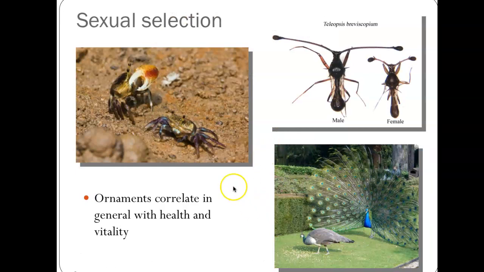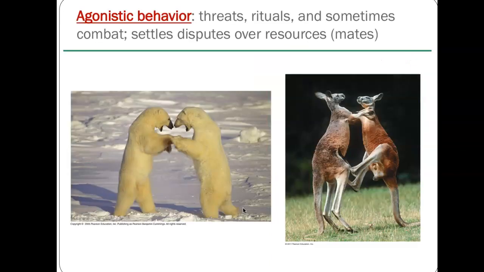Right, and then ornaments are going to correlate with general health and vitality. You guys already know this, so it's going to have to do with size of certain parts of the animal, size of these antennae coming out here, size of feathers, color of feathers. Obviously, the more vibrant the animal, the larger and more vibrant the body parts, the better they are to mate with, because that means that they're more healthy.